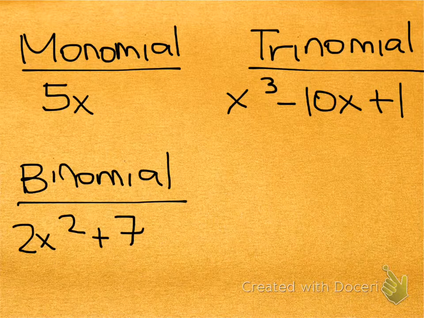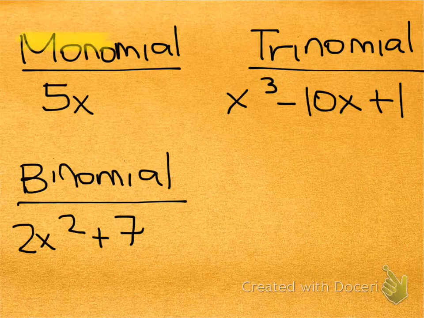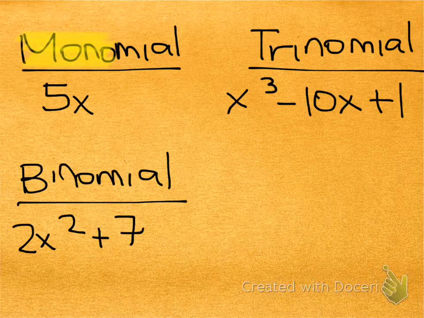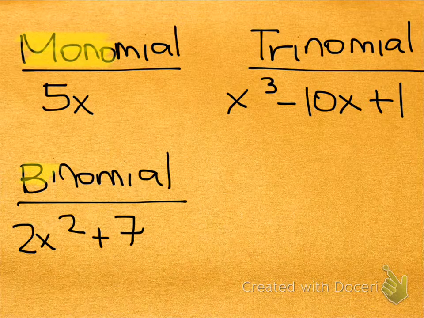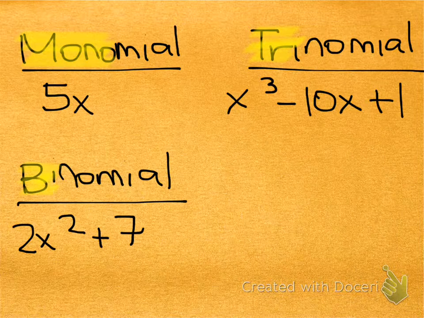Monomial, if you look at just the prefix of the word, means one, so a monomial is one term. Binomial means two, so that's going to be two terms. And trinomial means three, so that will be three terms. If it's any more than three terms, it would be considered just a polynomial.